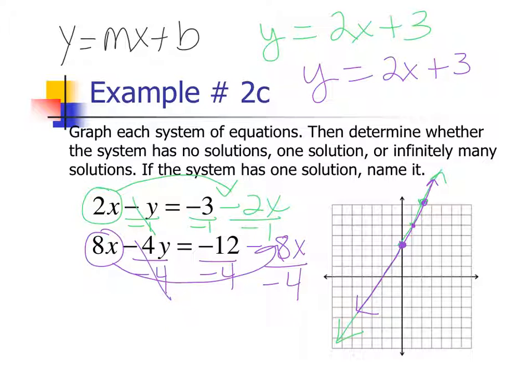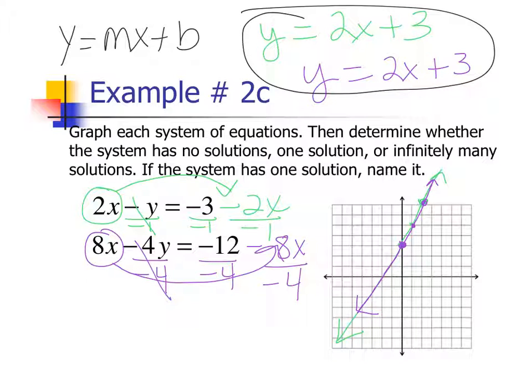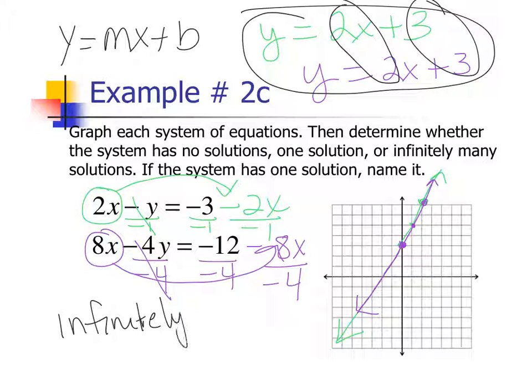Alright, when I graphed mine, actually when I got them in slope-intercept form, if you look up here at the top, they have the same slope, the same y-intercept, so that means they are the same line. So what that means is if they're the same line, every ordered pair on that line is the solution. So there is infinitely many solutions to this one.